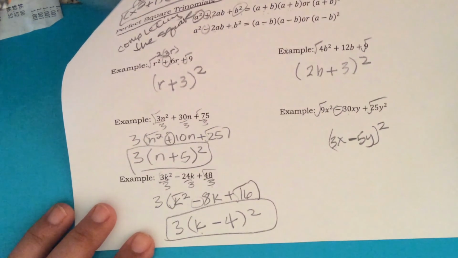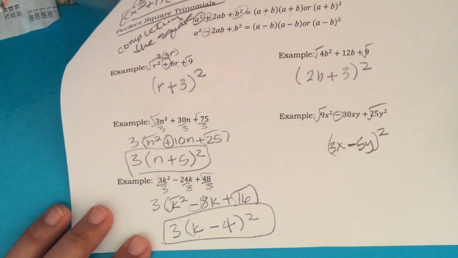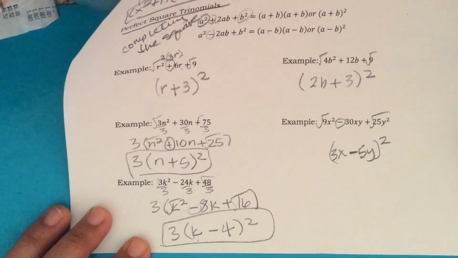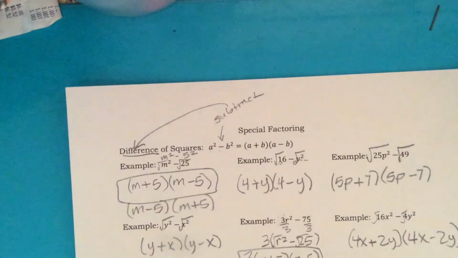Okay, so that's for today: special factoring, and we have the perfect square trinomial and the difference of squares.